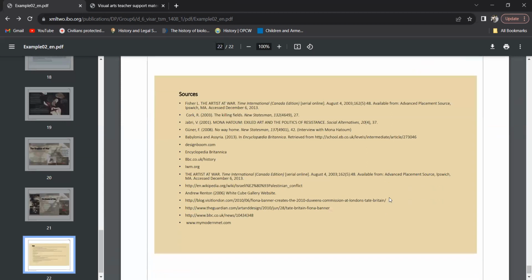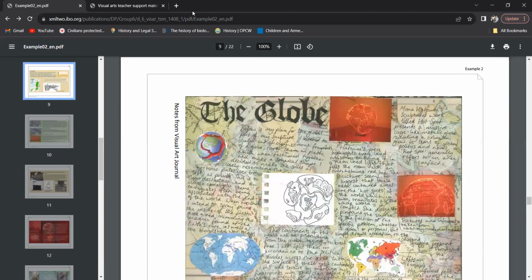And then here's their sources, which is really good. They have a variety of sources. You see that they're not all, I know this isn't particularly important, they're all from similar domains or similar websites. Overall, this piece is really good.